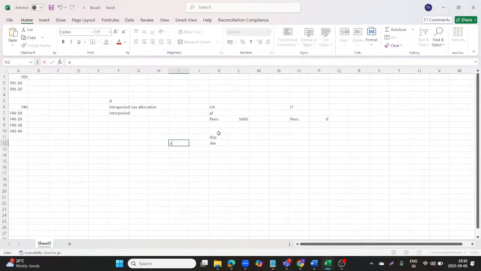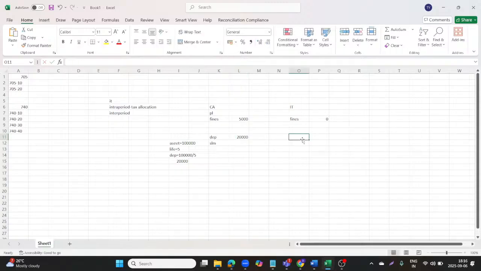Suppose the asset value is 1 lakh. Life, you can consider it as 5. So depreciation will be 1 lakh divided by 5, that is 20,000. Okay, so over 5 years, you will every time charge 20,000 depreciation. So in every year you will have a depreciation of 20,000 charged in your P&L.